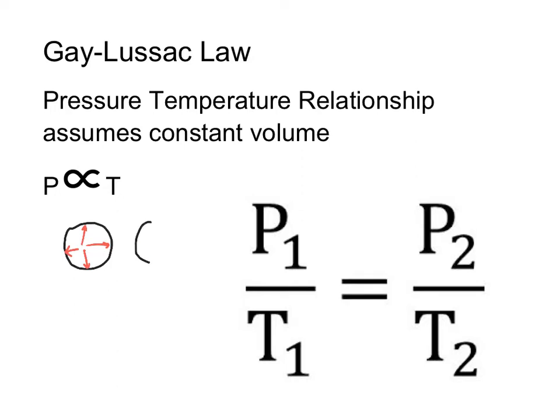assuming that this volume remains constant, if we increase the temperature and we increase the motion of our particles, then it only makes sense that that is going to result in more collisions with the side of our container, leading us to say that pressure and temperature are directly proportional to each other, giving us a mathematical relationship of P1 over T1 equals P2 over T2. And you would solve these problems much in the same way that you would solve a Charles's law problem.